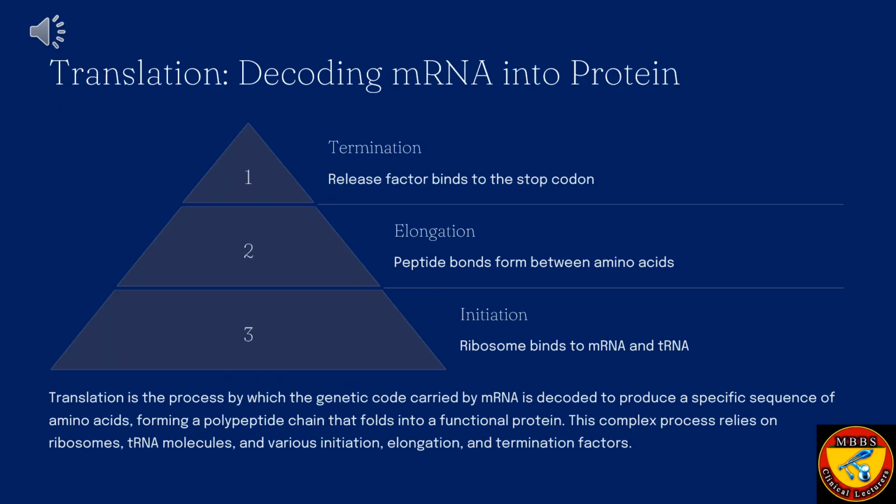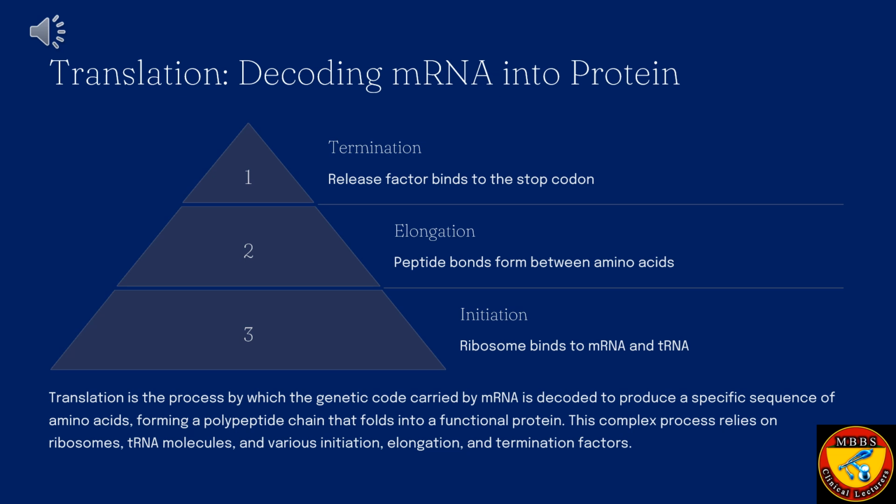Translation is the process by which the mRNA molecule is decoded to build a protein. Here's a simplified overview. Steps of translation. 1. Initiation. The mRNA molecule binds to a ribosome, and the first tRNA molecule carrying the amino acid methionine attaches. 2. Reading codons. The ribosome reads the mRNA sequence in codons, 3 nucleotides at a time.